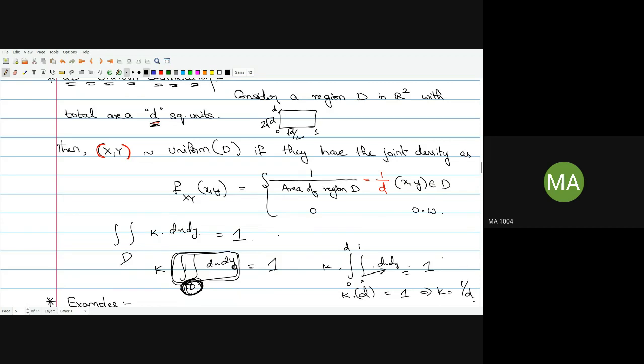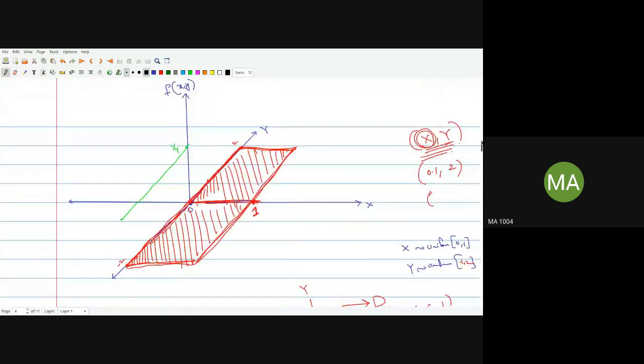Correct. What should be the height? So this is actually k times the area of the region. Yes. So this k is basically the height which you are seeing here, on the z axis. Whatever height you are seeing here, this is k. In this case, it is 1 by 4.